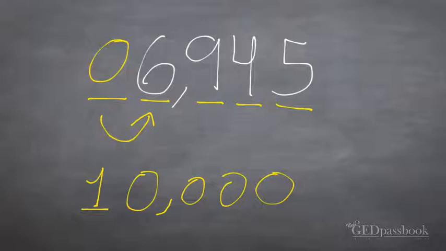But don't be surprised if you see one. If you technically don't see a 10,000s place, or a thousands place, or a hundreds place, you have to add that 0 and do the same process. Because 6,945 rounded to the nearest 10,000s is 10,000.